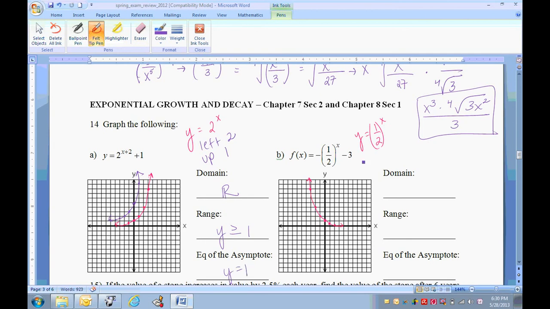Okay, now for part B, let's go ahead and figure out what transformations we're going to have to make here. Our parent function is y equals 1/2 raised to the x. I've graphed it in pink. This negative out front means I'm going to reflect it over the x-axis. And the minus 3 out back means I'm going to shift down 3. So I'm going to reflect and then shift down.